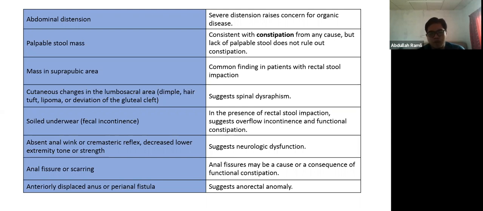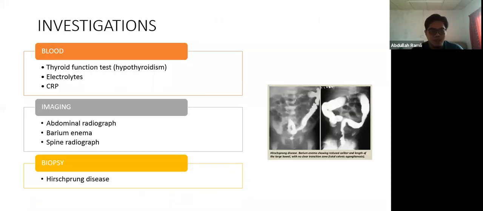Okay. And next one is absence of anal wink or cremasteric reflex and decreased lower extremity tone or strength, which suggests neurologic dysfunction. Anal fissures or scarring are a consequence of functional constipation. And also if the anus is anteriorly displaced or there is perianal fistula, which means that the child may have anorectal anomaly. Okay, next. So those are among the physical examination findings that we need to pay attention to.